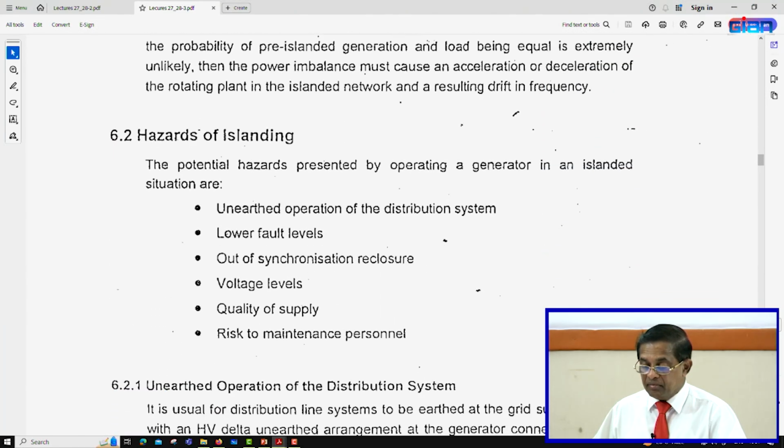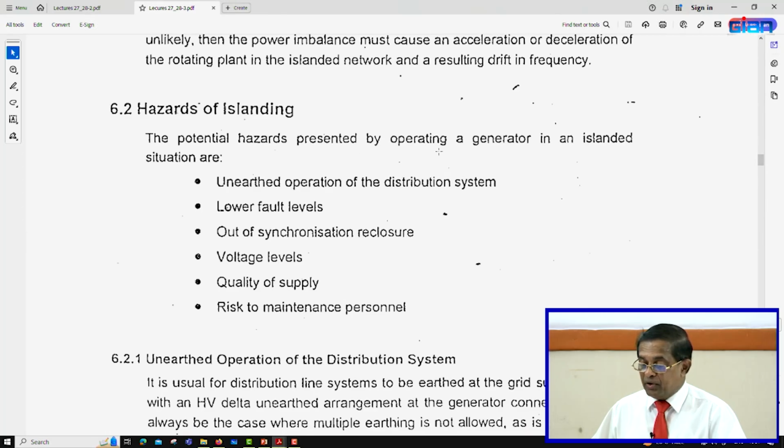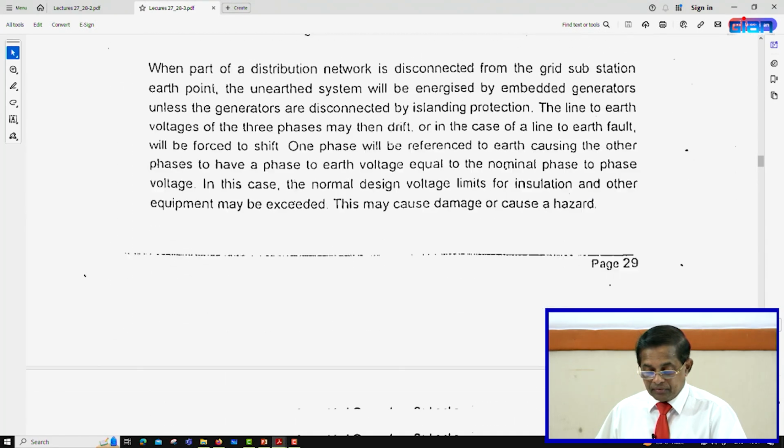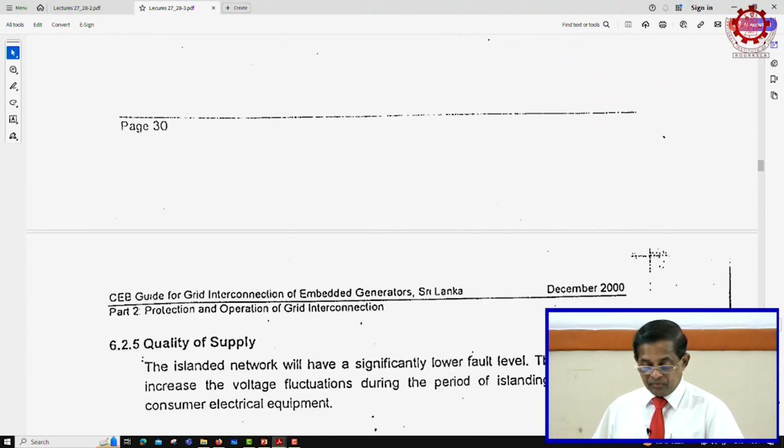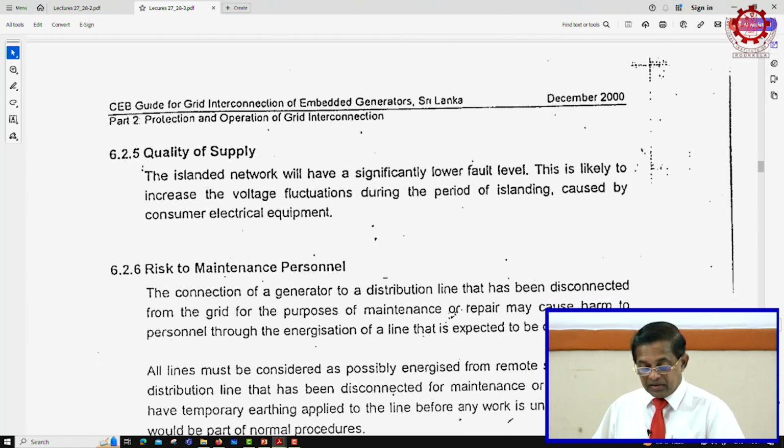Hazardous islanding, right. The potential hazards presented by operating a generator in an islanded situation: unearthed operation of the distribution system, low fault levels, out of synchronization recloser, voltage levels, quality of supply, risk to maintenance personnel, right. Because they assume the generator has tripped, but now it is working stably with part of the network, which is dangerous. So, they go and try to do maintenance and the system is still live. So, we must have adequate protection so that such things are not possible.